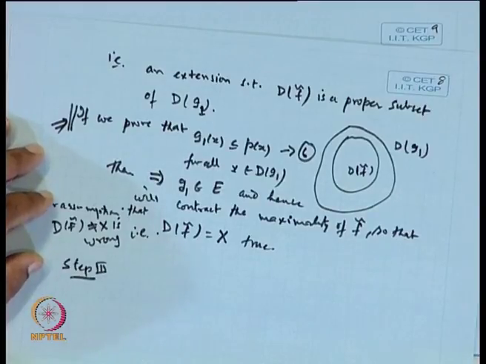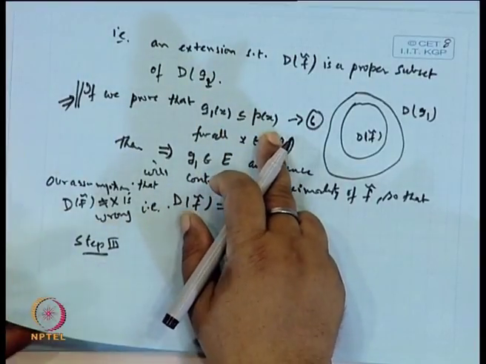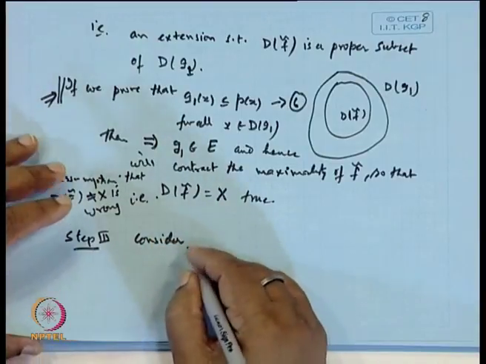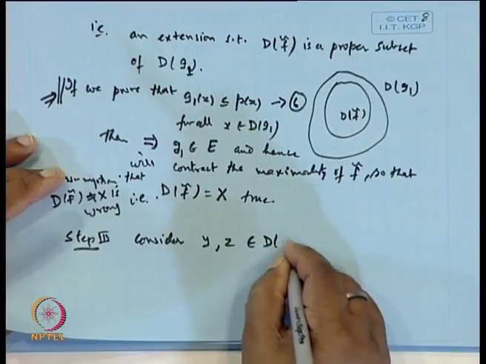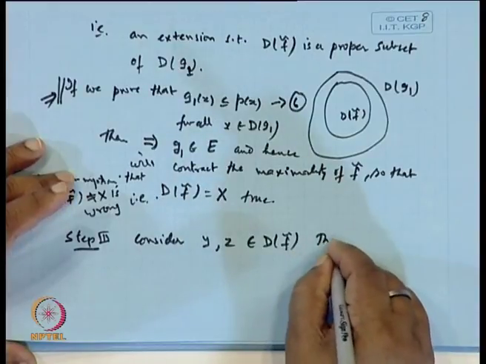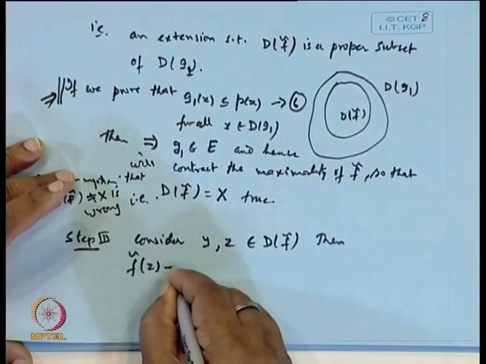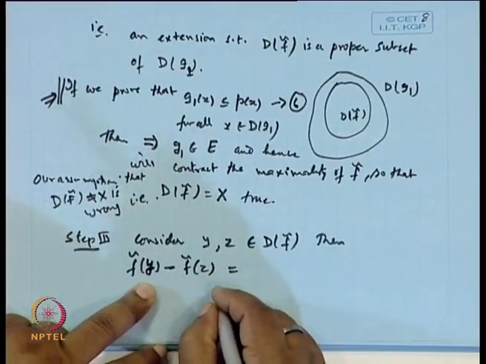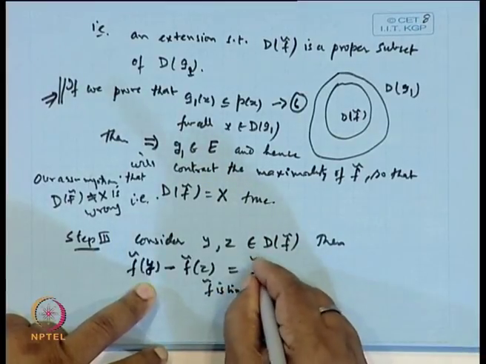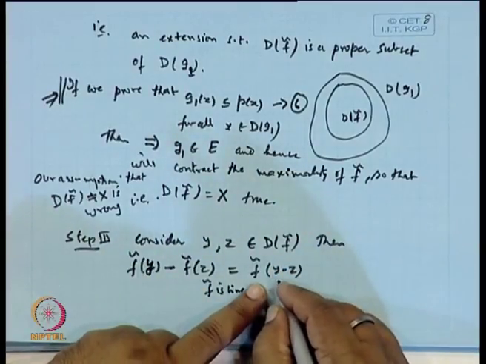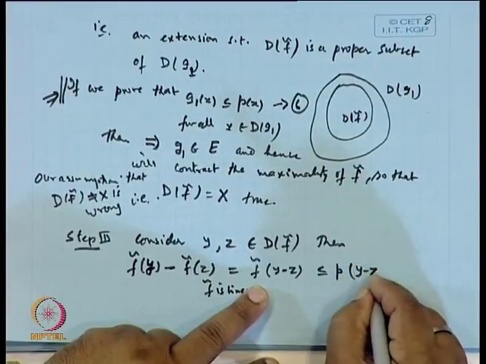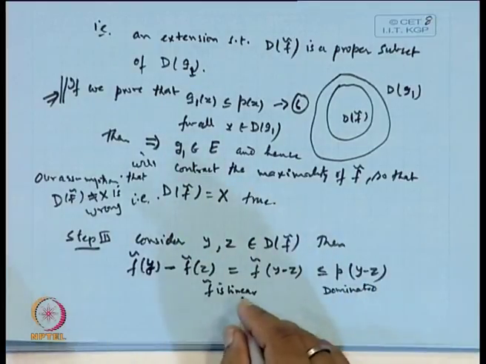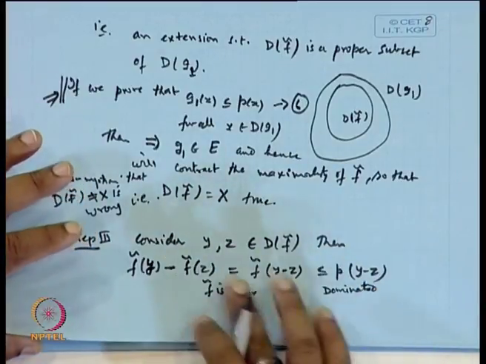Now let us prove that G1x is less than or equal to Px. So, what we do is consider any two elements, say y and z, in the domain of f delta. Then start with f delta z minus f delta y, or f delta y minus f delta z. Because f delta is linear, by the property of linearity, this can be written as f delta of y minus z, and because f delta is dominated by the sublinear functional p, by assumption, it is dominated by this.